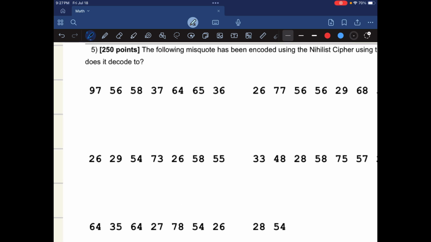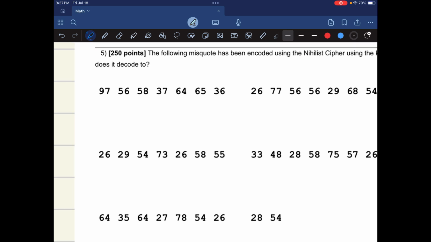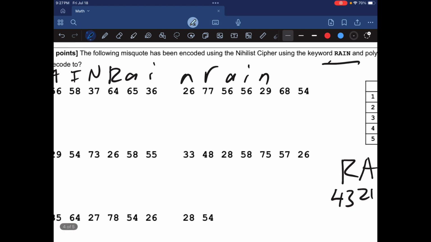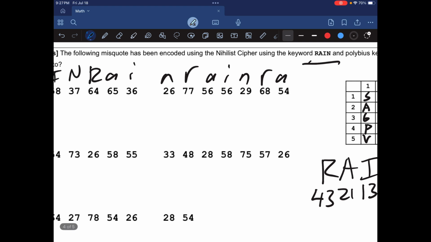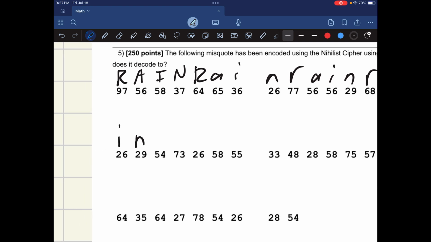And what we do is we write the keyword in order onto the ciphertext. So what I mean by this is we go rain, and then once the keyword ends, we go rain again, then rain, then rain, then rain, and then keep on going.